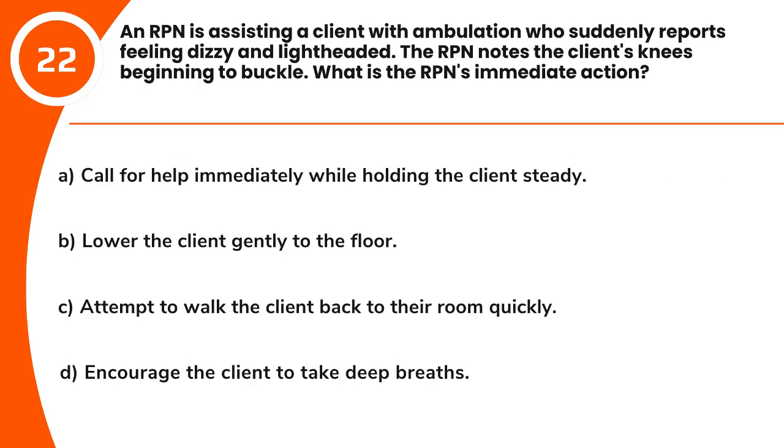Question 22. An RPN is assisting a client with ambulation who suddenly reports feeling dizzy and lightheaded. The RPN notes the client's knees beginning to buckle. What is the RPN's immediate action? A. Call for help immediately while holding the client steady. B. Lower the client gently to the floor. C. Attempt to walk the client back to their room quickly. D. Encourage the client to take deep breaths.